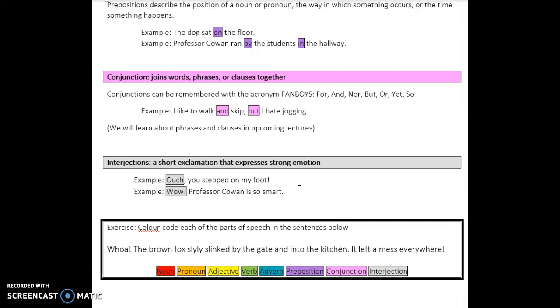I'm joking. Sort of. Okay, now that we know the different parts of speech, let's try to put them into practice. What I want you to do is to color code all the different parts of speech in the sentence below. Whoa, the brown fox slyly slinked by the gate and into the kitchen. It left a mess everywhere.